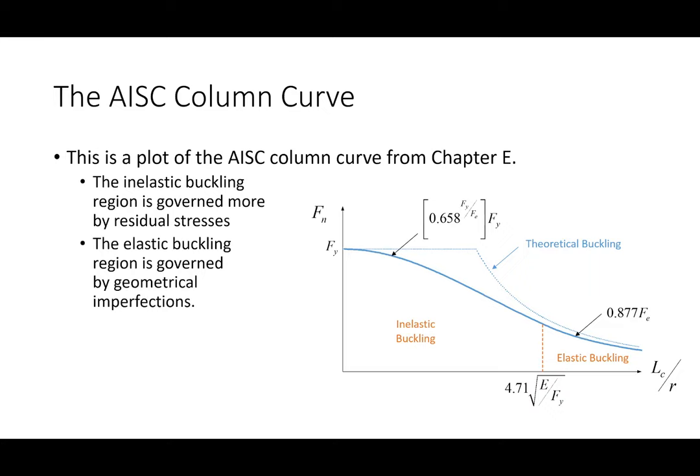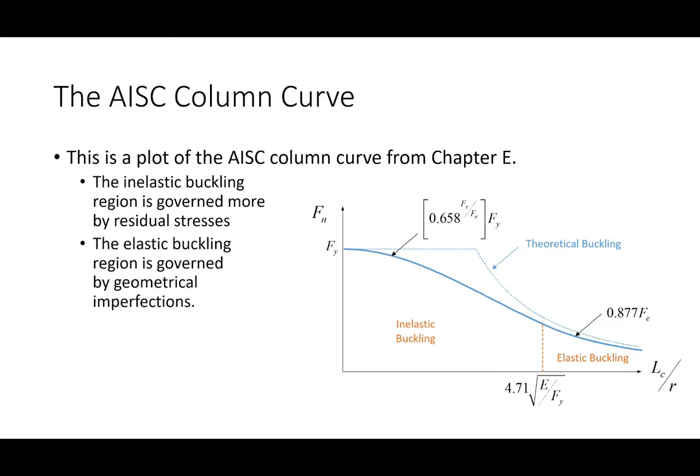Okay. Now, basically what we do is we compute a slenderness. This term Lc is just KL, so we take a KL over r, and we compare it against this term right here. What is this term, this 4.71 square root of E over Fy? That's just when you take this equation, set it equal to this equation, and solve for the slenderness. So this is just the point at which these two equations equal one another. So we compute a slenderness, and we say, okay, if the slenderness is less than this term, the column's going to buckle inelastically. If it's greater than this term, it's going to buckle elastically.